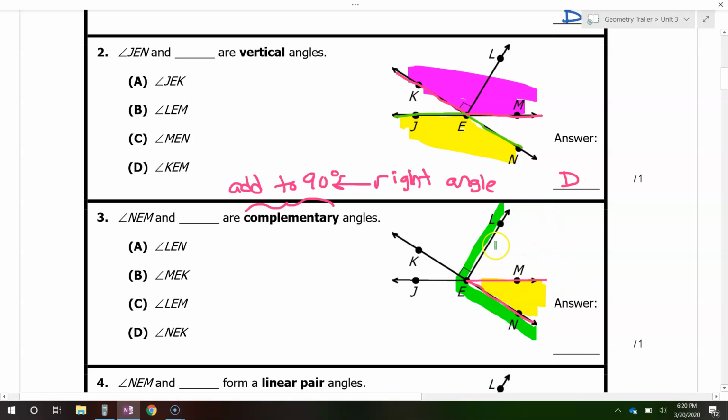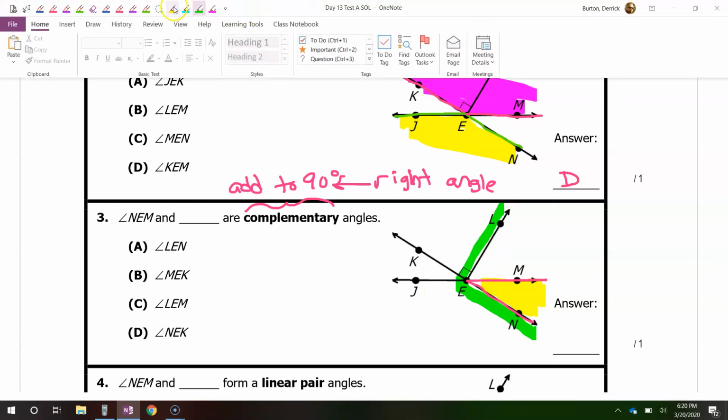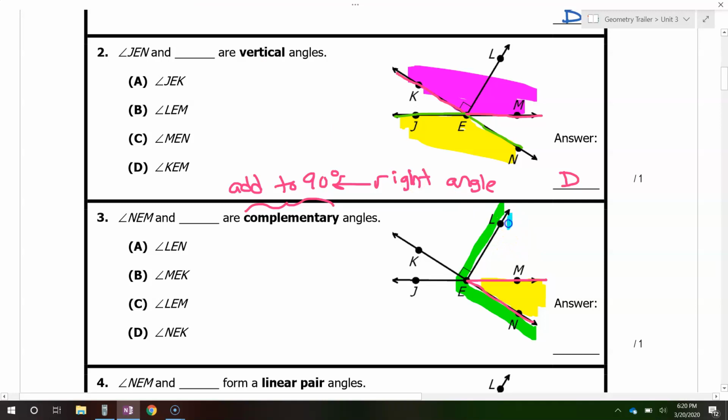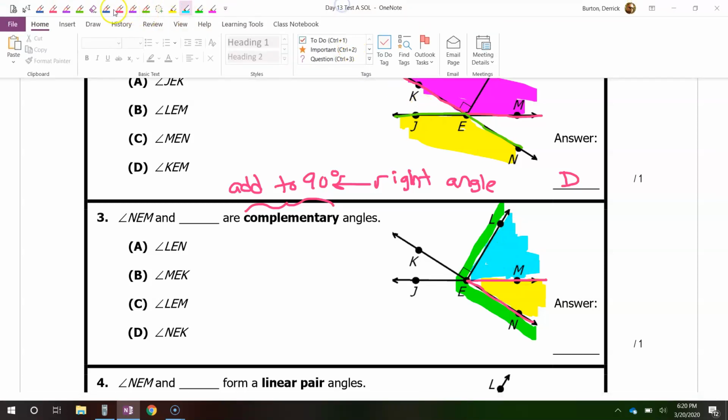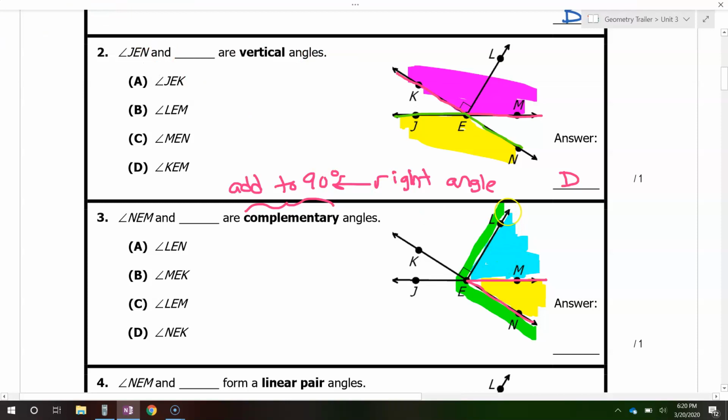So what is the other angle that sits inside this big old right angle? Well, the other angle is the one that I'm going to color blue. This is the other angle. The blue angle is the answer. And that angle, we can either call it LEM or MEL. All right, so I see it right here, LEM. LEM is the blue angle, so the answer is C.